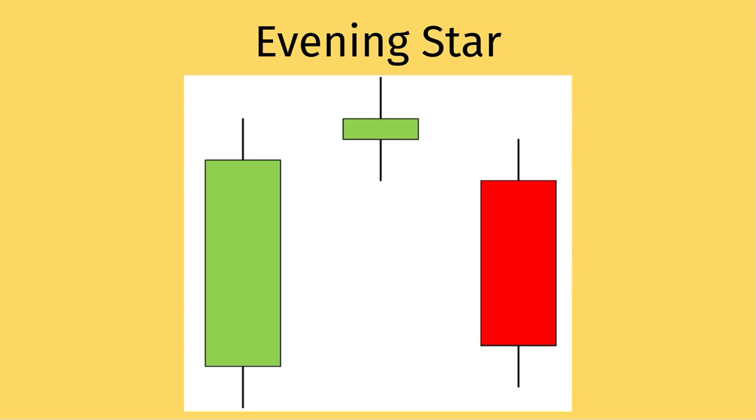The second candlestick pattern we will be talking about is the evening star pattern. When there is a big green candle followed by a doji candle followed by a big red candle, then it is known as an evening star pattern. When you see the evening star pattern occurring after a big uptrend, then it indicates trend reversal. So it indicates the start of a downtrend.